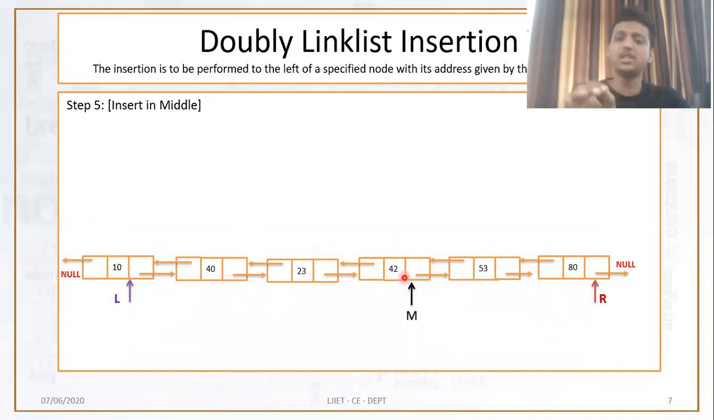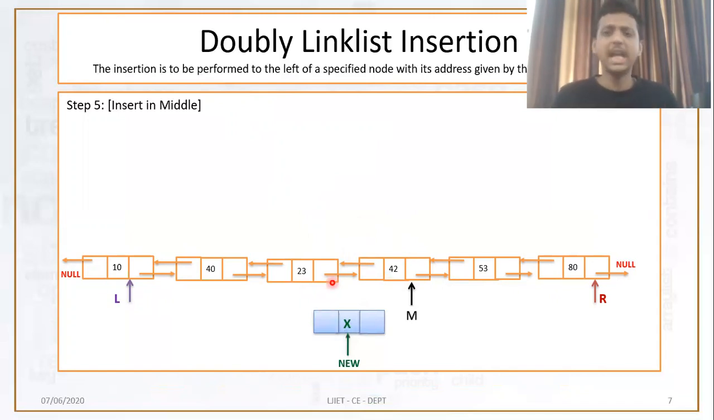So where I need to insert, I just need to insert a new node on the left side of M. On the left side of M, that means over here, in between 42 and 23. I need to insert my new node. So just assume my new node over here. I didn't set its LPTR and RPTR right now. So what first step should I do?